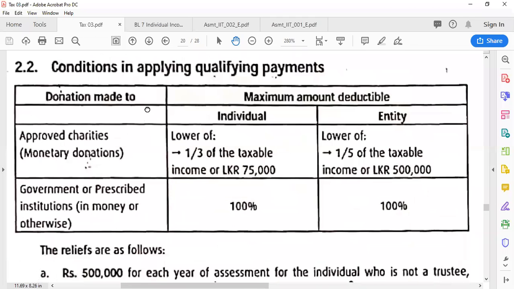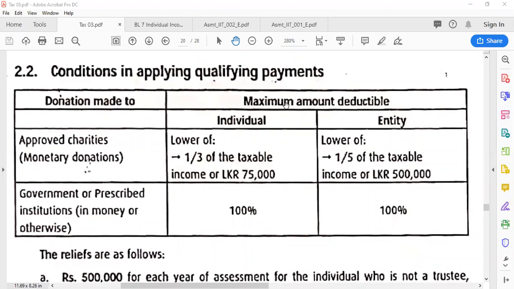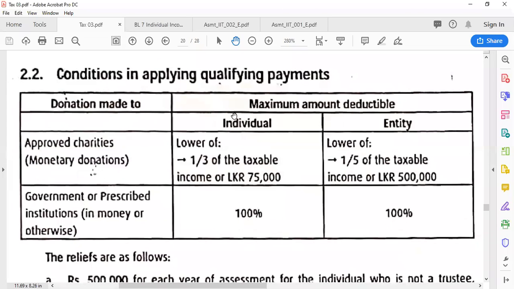Now we will discuss, what is the limit? What is the maximum limit of deduction as qualifying payment? Conditions in applying qualifying payment. So far under the qualifying payment, we have discussed two types of donations. Number 1, donation to approved charities. We have to keep in mind that donations should be in money, not otherwise.